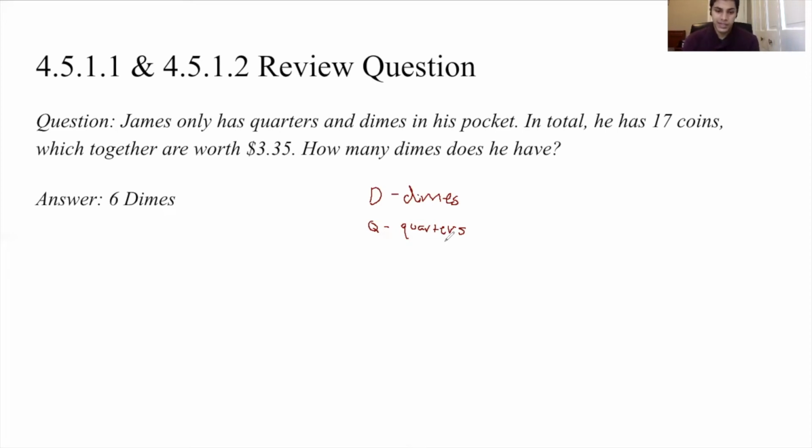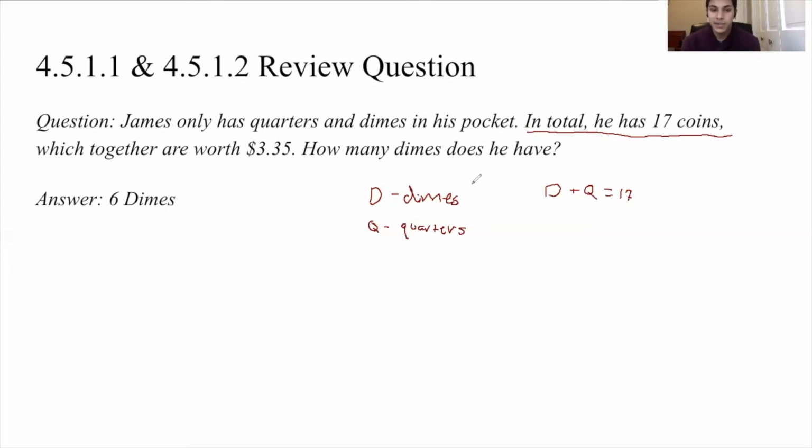So now we can continue reading the question and look for pieces of information that we can create equations based off of. So first it says, in total, he has 17 coins. So we can stop here because that's a piece of information and create our first equation. Because if D is the amount of dimes he has and Q is the amount of quarters he has, then together, D plus Q, that should be equal to 17. If he has 17 coins in total, then D plus Q will be 17.